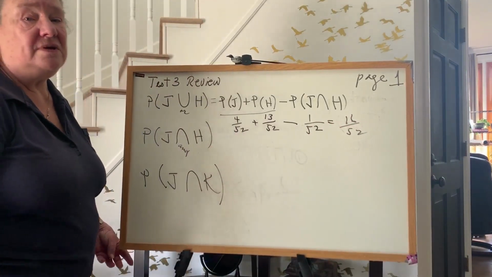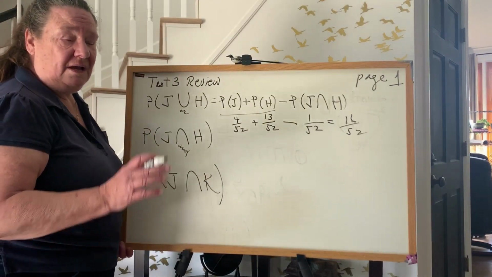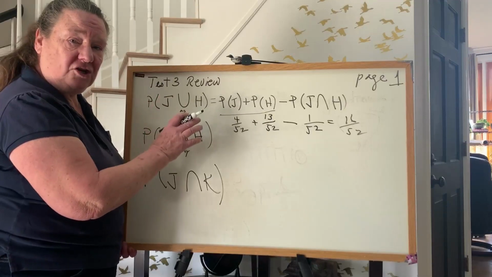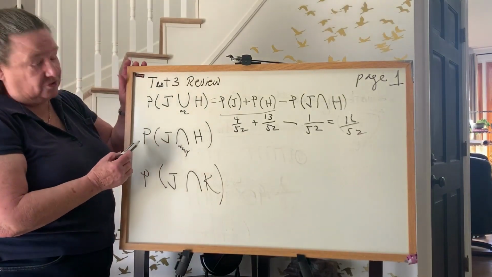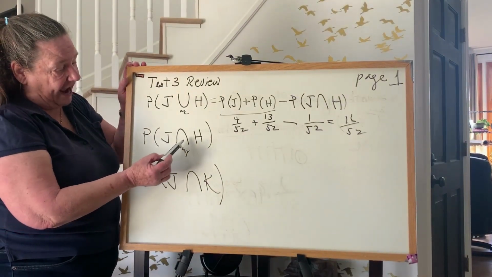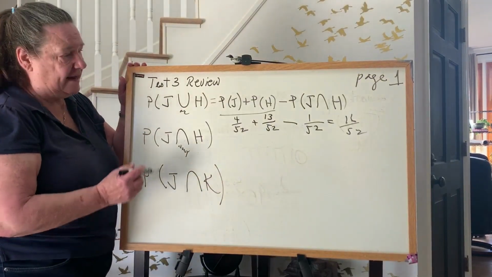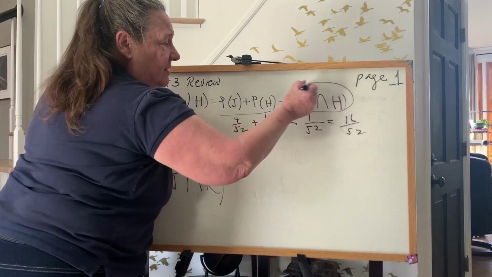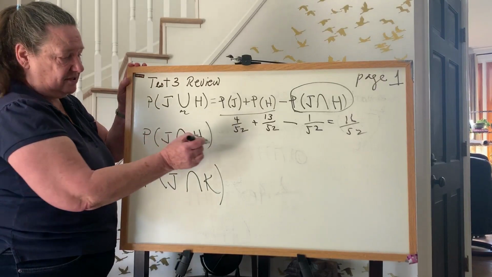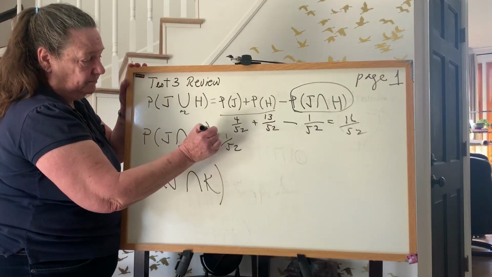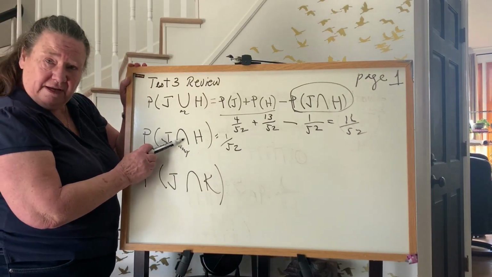On the test, I do not want decimals unless the original problem is written in a decimal. So everything should be in fraction unless the given problem is a decimal. Okay, so this one, the probability of a jack and a heart. So there is no expansion for that. And look at, guess what? There it is. You're talking about the jack of hearts, 1 out of 52.